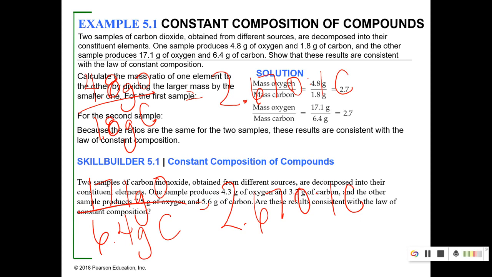Okay, there is another example. I'm not going to work it. Also, it doesn't even matter if you flip them as long as the same element stays on top. You can check to make sure that they're the same.